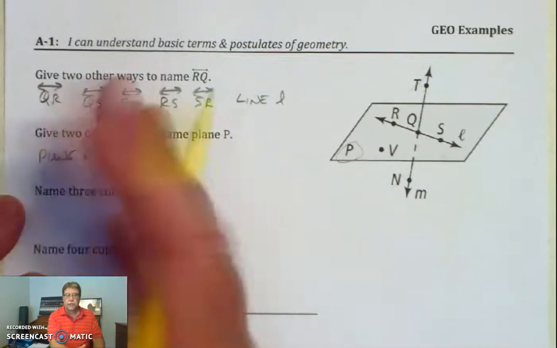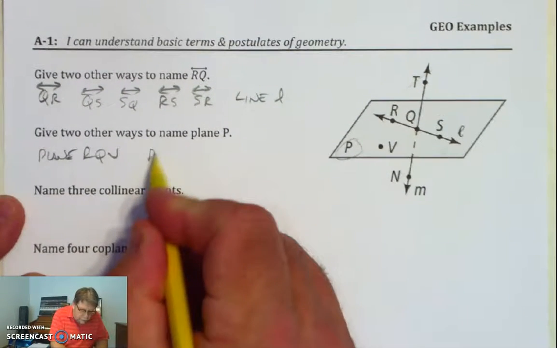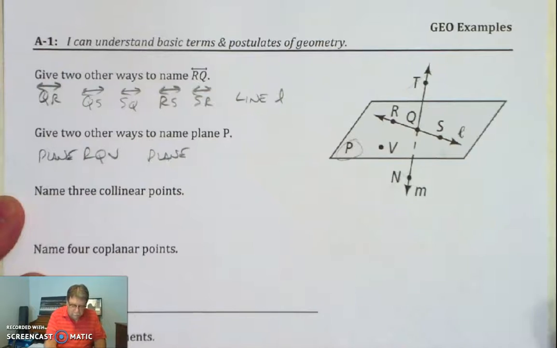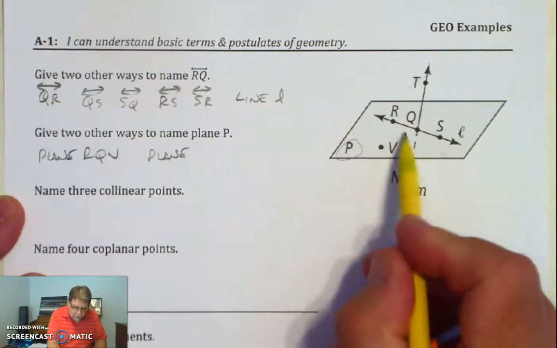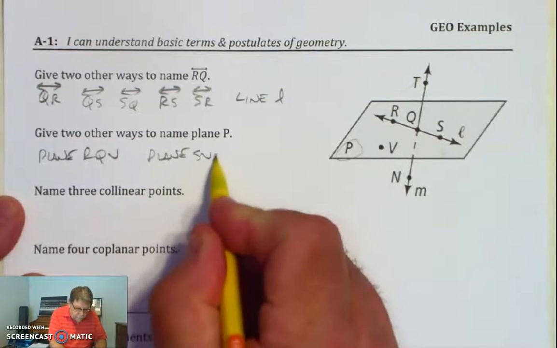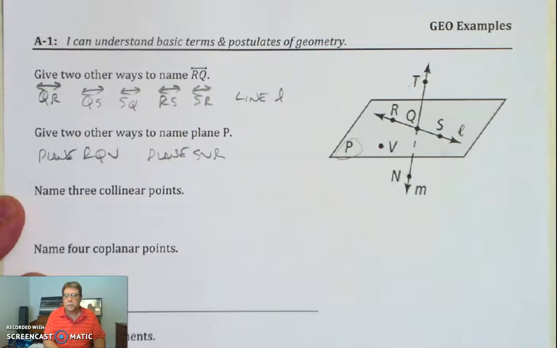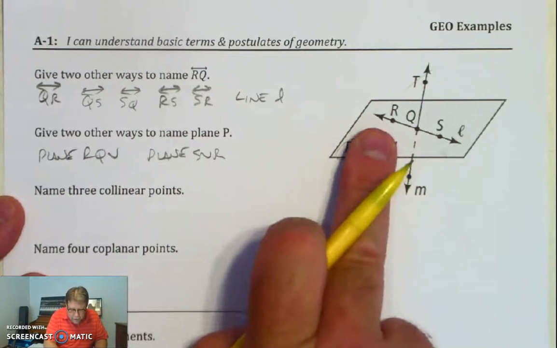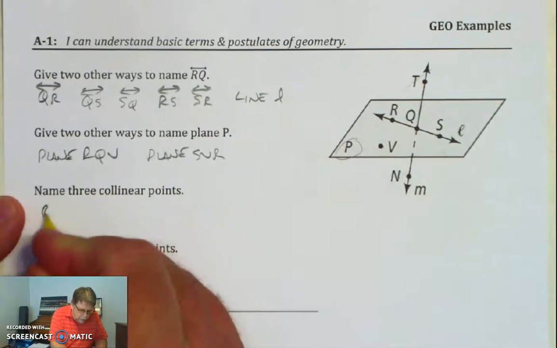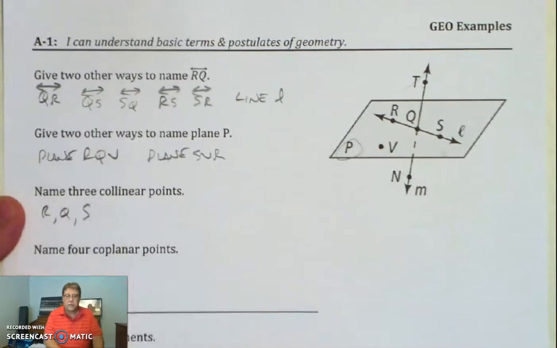RQV. Now we could rearrange those to name it another way, or we could simply pick another 3 points. How about SVR? And that's two other ways we could name the plane. There are actually several other ways we could name it. Name 3 collinear points. 3 collinear points, again, points on the same line right here, RQS. We could do RQS, those are collinear.